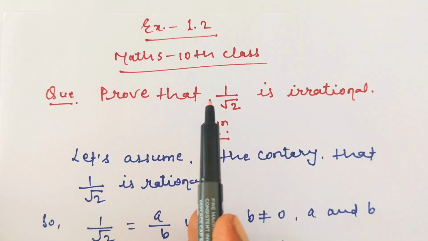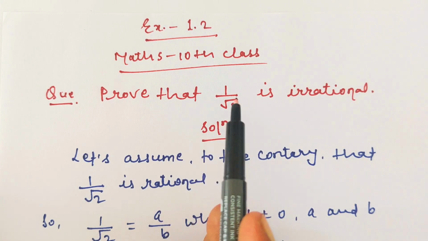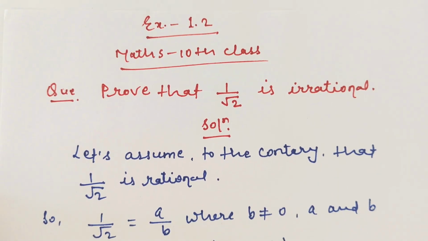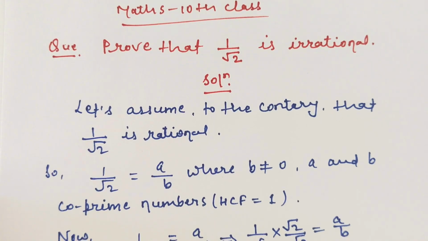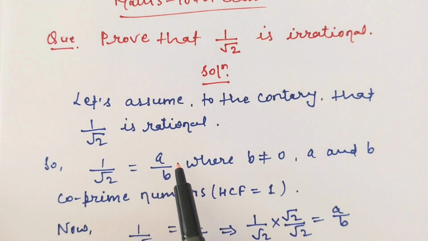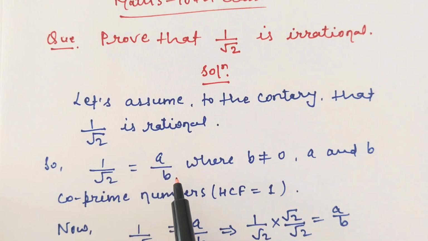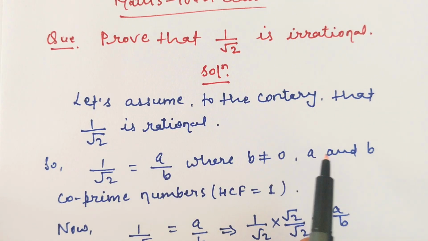And I have shown many questions on how to solve and prove that a given number is a rational number. So here I have taken it in fraction form. We can simply write 1 by root 2 equals a by b, where b is not equal to 0 and a and b are co-prime numbers. Co-prime numbers are numbers which have no more than one common factor. That means the HCF of these two numbers is always 1. So these are called co-prime numbers.